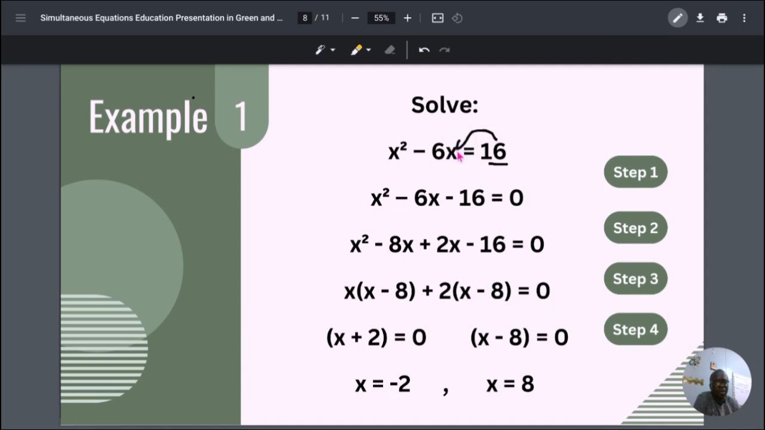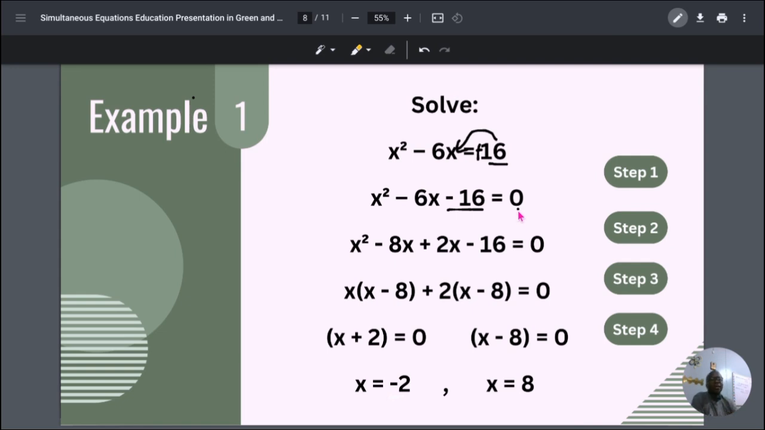You remember your basic mathematics that any number standing alone has a plus in front of it. So when it leaves this place and goes to the other side, it becomes a minus 16. If it was a minus here and goes to the other side, it becomes a plus. So this becomes a minus 16. Of course, we have the x squared minus 6x already there. Because it leaves this place, there will be nothing here, so we fill it with a 0. That way you have equated it to 0.